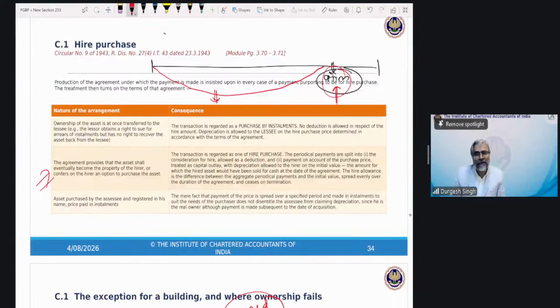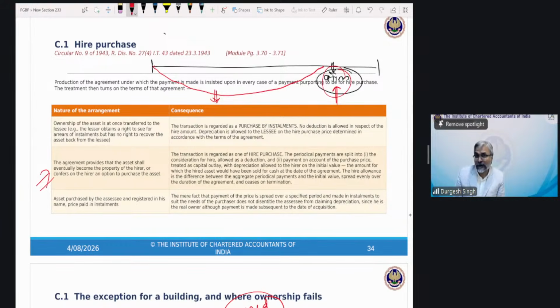In this hire purchase model, students, who is eligible to claim the depreciation? If the buyer has purchased the asset on hire purchase and is using the asset for the purpose of his business and profession, can the buyer claim the benefit of depreciation? Now let me ask you this question.